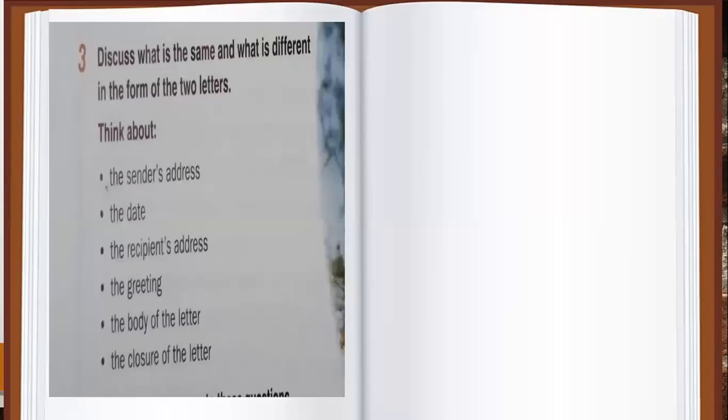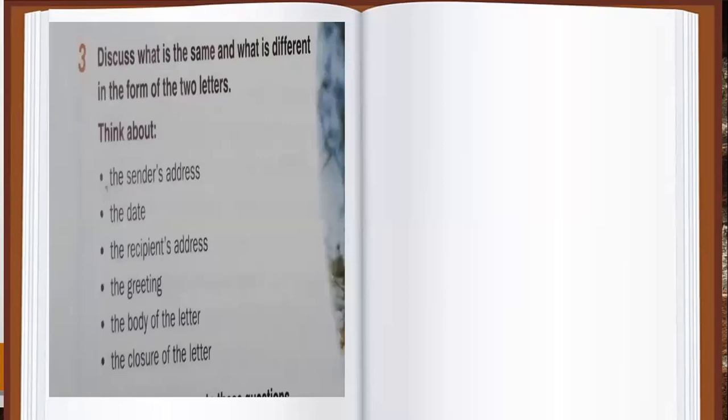And now let's start with the third activity: discuss what is the same and what is different in the form of the two letters. In this activity, you are going to compare formal letters and informal letters. According to the first one, the sender address. In the first letter, the sender was Tasha. The second one was Todd. So where do we have the sender's address in both letters?